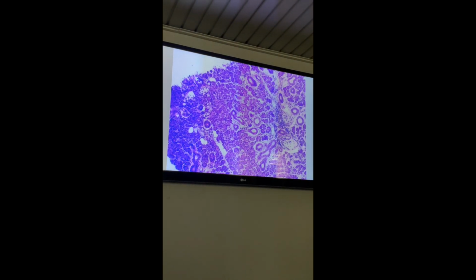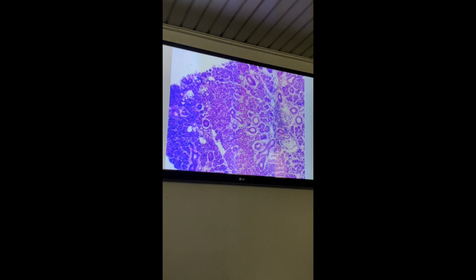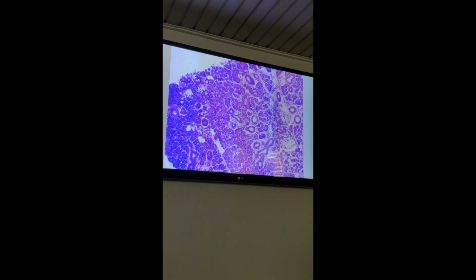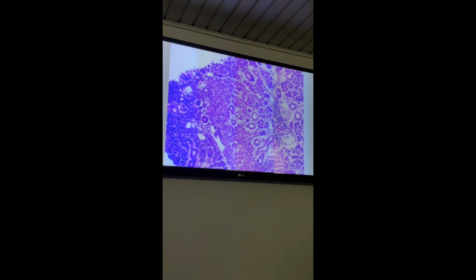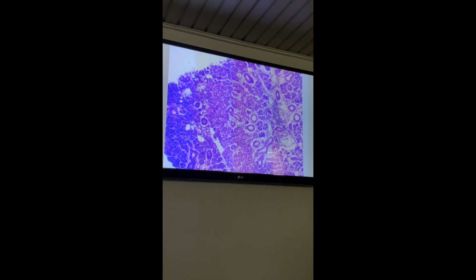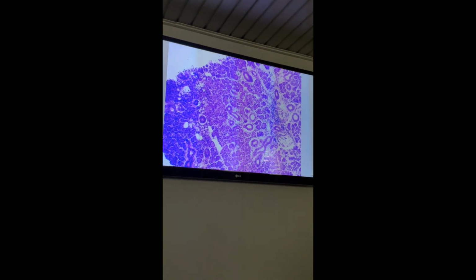Second type of salivary gland called submaxillary or submandibular gland. This gland is a branched tubulo-acinar gland. Branched tubulo-acinar gland.